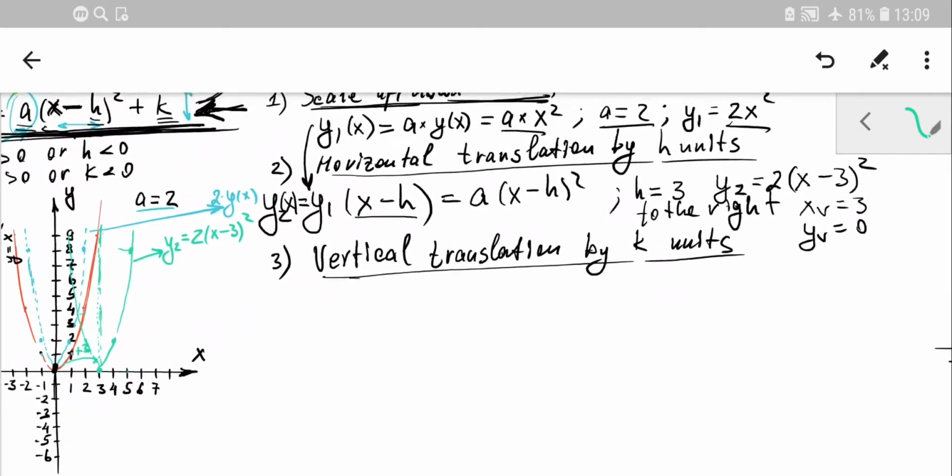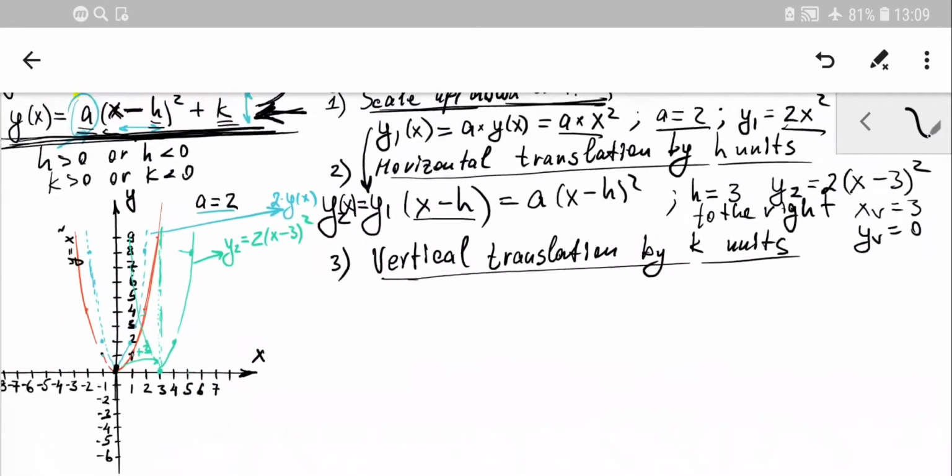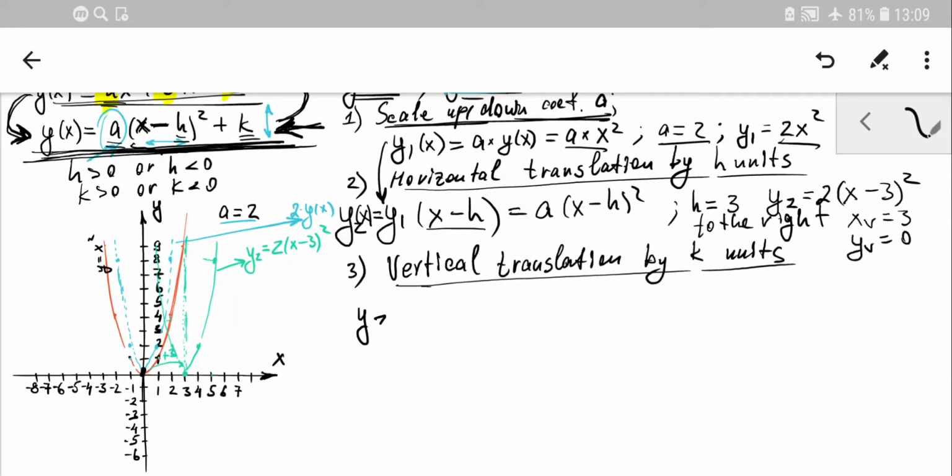Okay, next one. Let's apply vertical translation by k units. So what it means, we'll definitely get a new function y3 of x, from your previous one. What do you need to do? You just simply, to the previous step, need to add k units. If k is positive, we translate it by that amount of units up, right? If k is negative, we translate it down. So in general form, we'll get a times x minus h squared plus k.